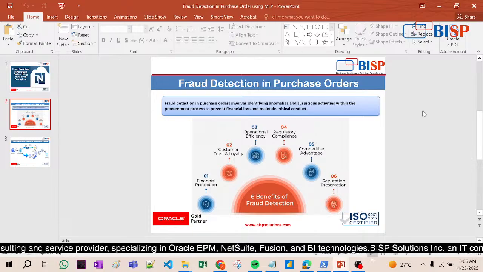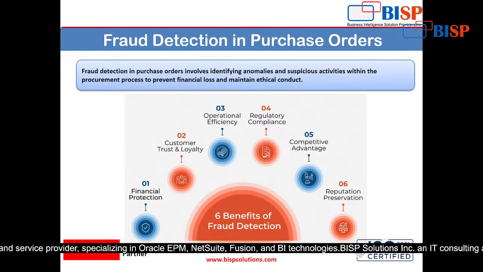Okay, here it is. Fraud detection in purchase orders. Fraud detection in purchase orders involves identifying anomalies, which means something which is not usual, and suspicious activities within the procurement process to prevent financial loss and maintain ethical conduct.